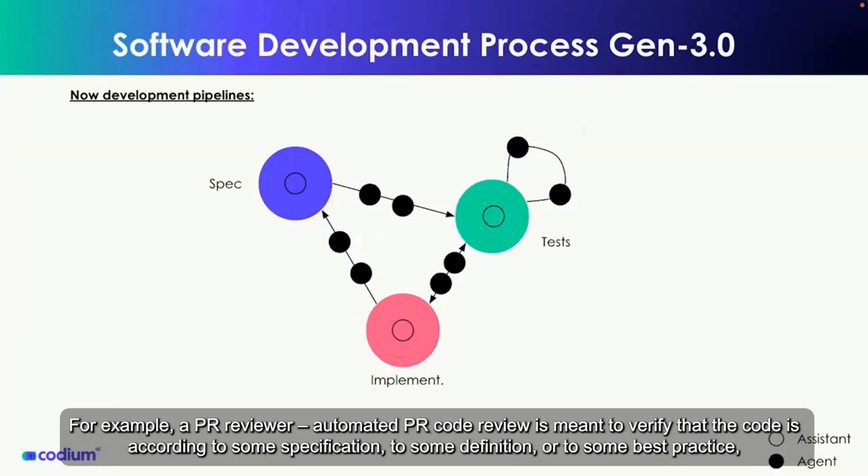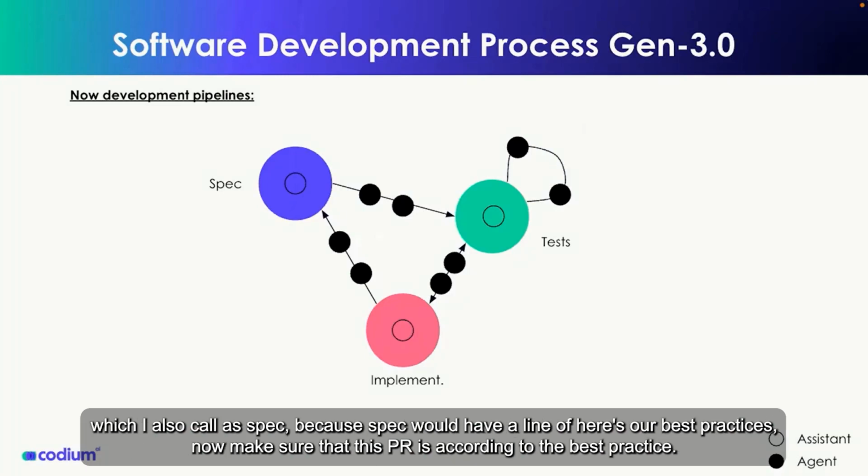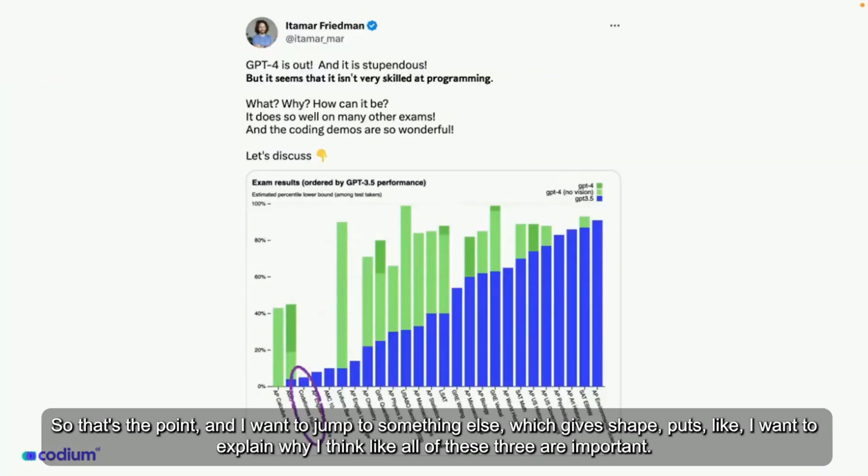For example, a PR reviewer: automated PR code review is meant to verify that the code is according to some specification, some definition, or some best practice, which I also call the spec, because a spec could have a line saying, here are our best practices, now make sure that this PR is according to the best practices. So that's the point.